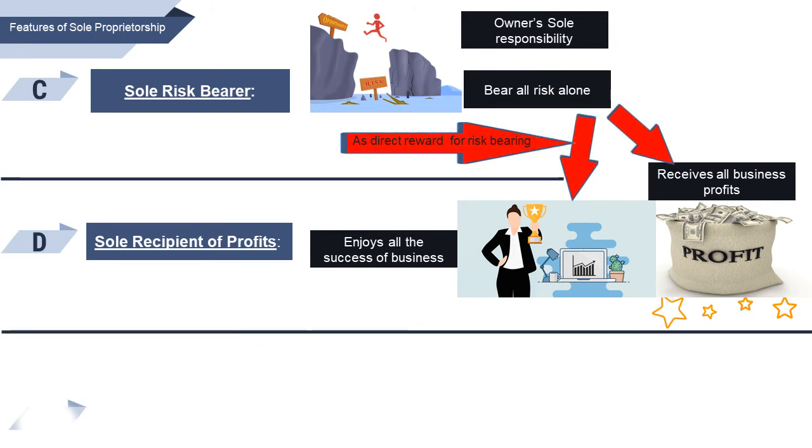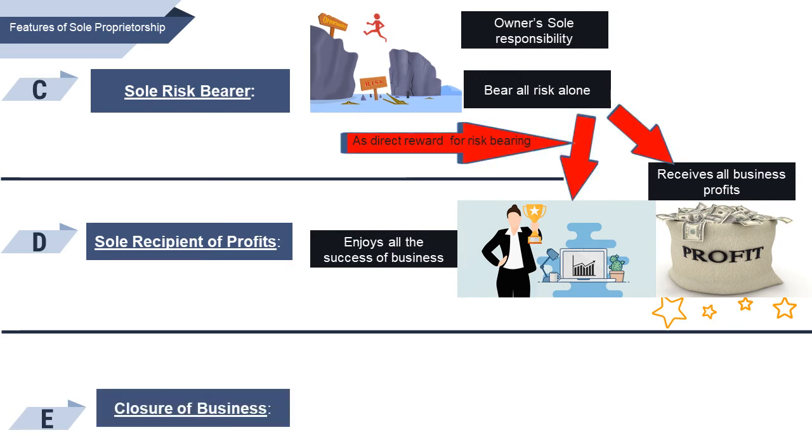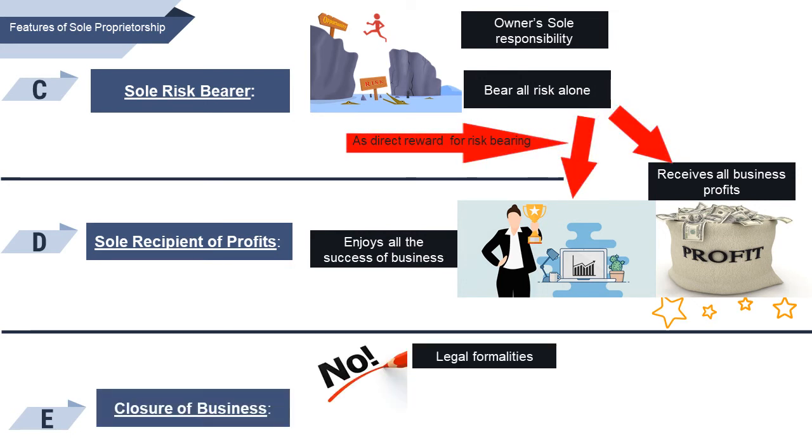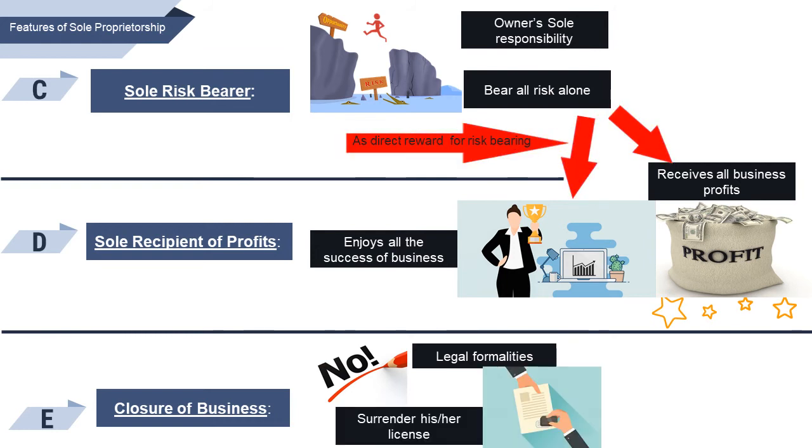And the last one, closure of business. There are no specific legal formalities for the closure of sole proprietorship. The business may have to surrender his license, if any.